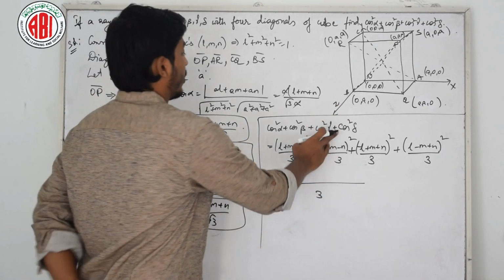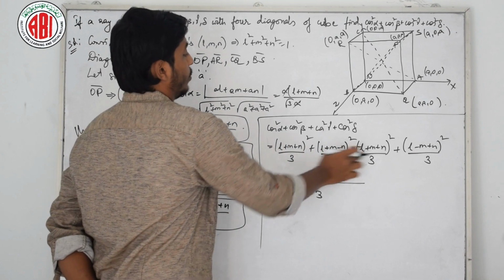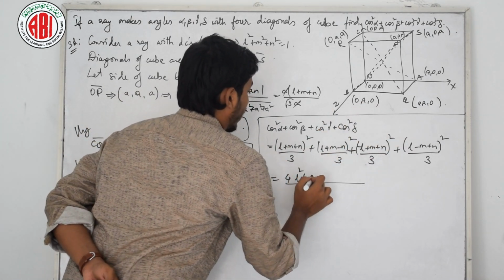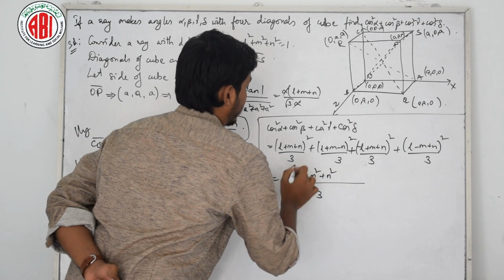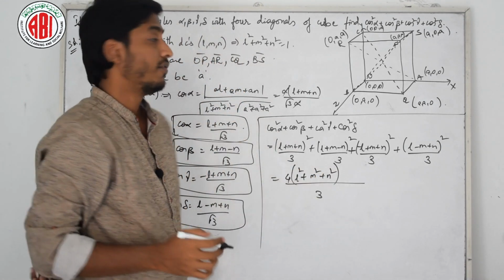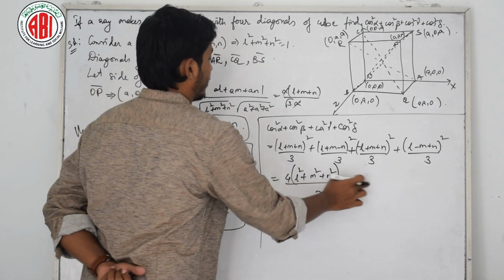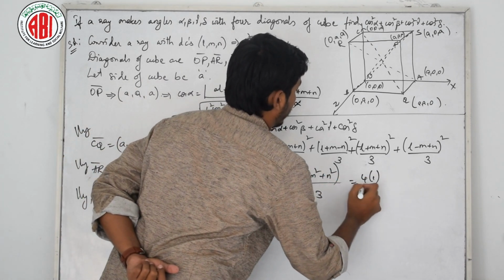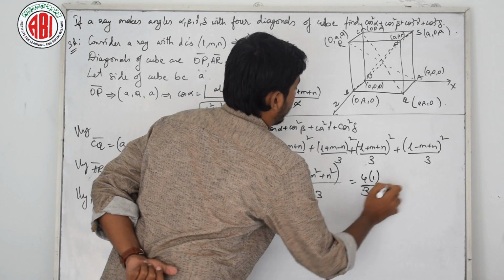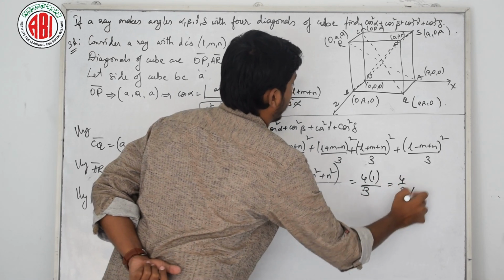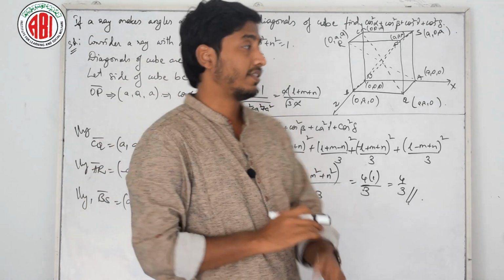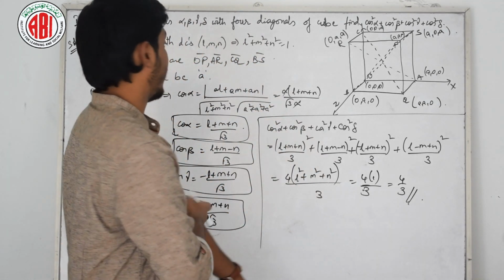That is, how many L squares do we have? 1, 2, 3, 4 L squares and 4 M squares and 4 N squares. Isn't it? What is the value of L square plus M square plus N square? That is nothing but 1. Therefore, my answer is 4 by 3. Is it clear? Did you understand? This is one of the most important questions for 7 marks.